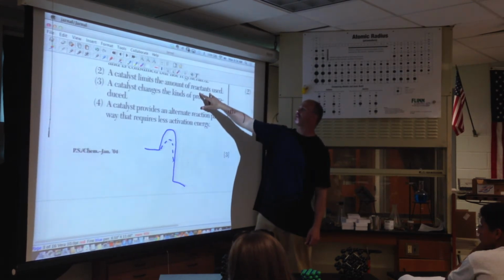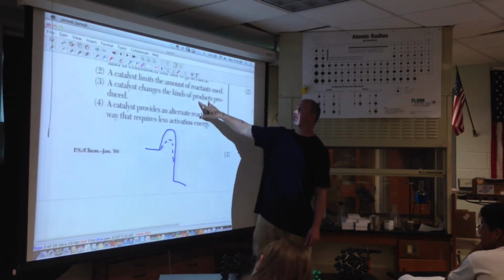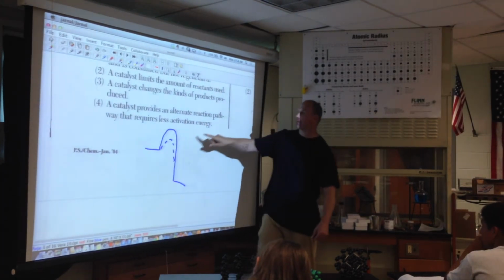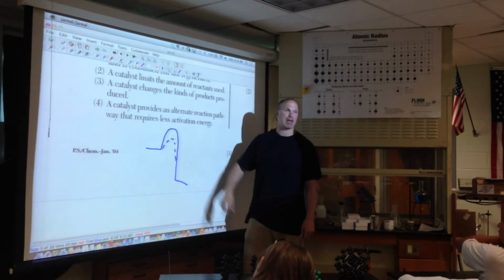Catalyst limits the amount of reactants used? No. Catalyst changes the kinds of products? No. Catalyst provides an alternative reaction pathway. This is the pathway that requires less activation energy.